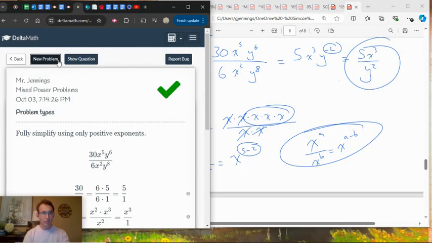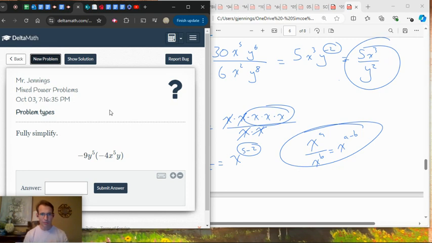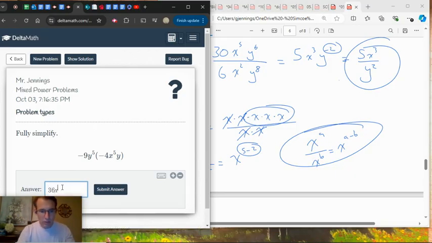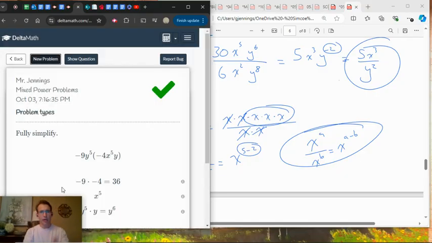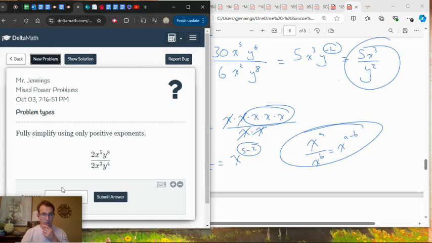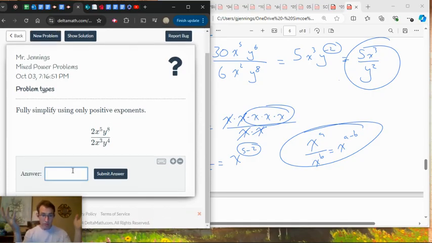Yes, yay, no problem. All right, so that one is 36 x to the 5 y to the 6. Like that. Right? You want to get really fast with these. This one is x squared y to the 4. Right? Because I just instantly apply the rules. You want to get to that point where you instantly apply these rules. That way you're swimming. You know, you're super fluent. Okay, so those are mixed power problems.